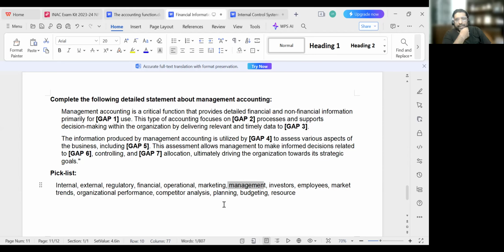This assessment allows management to make informed decisions related to dash, dash, and dash. So, what we can do is in gap 5, we can write organizational performance, okay? Because here we write organizational performance and related to planning, controlling, and budgeting allocation or resource allocation.